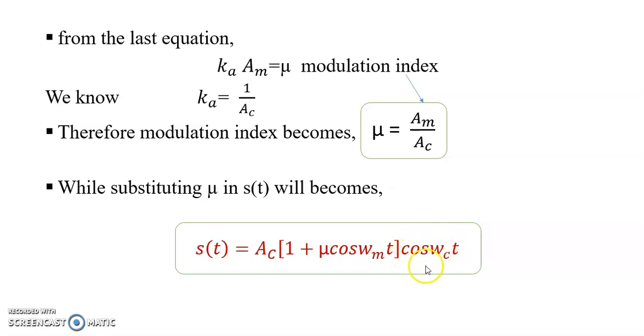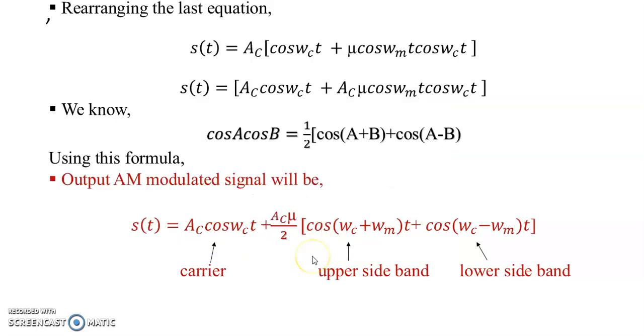Then taking this cos ωct inside and also Ac inside, we will get the equation like this. And in this equation you can see the first component is Ac cos ωct plus Ac μ cos ωmt cos ωct. So this is like cos A into cos B, that is equal to 1 by 2 [cos of (A plus B) plus cos of (A minus B)]. While substituting this in the above equation, we will get s(t) like this.